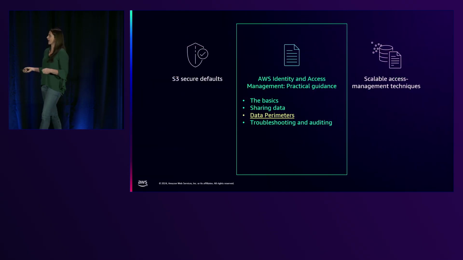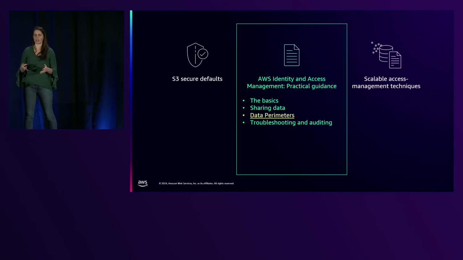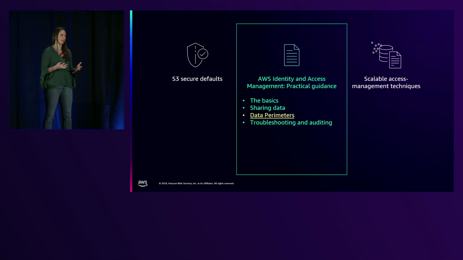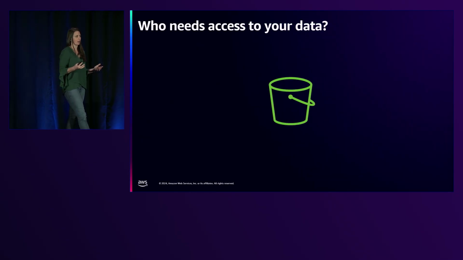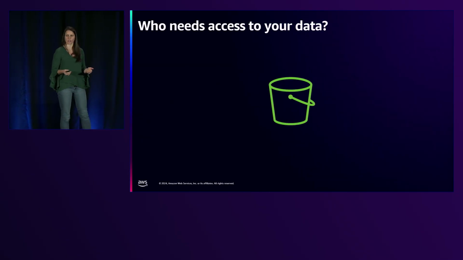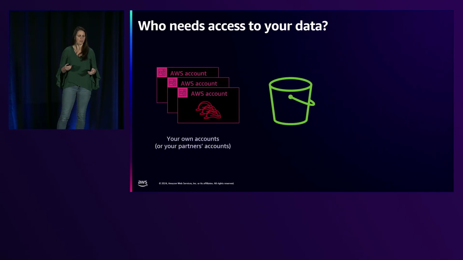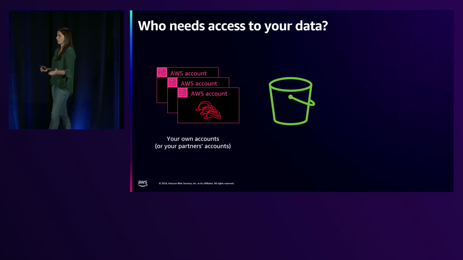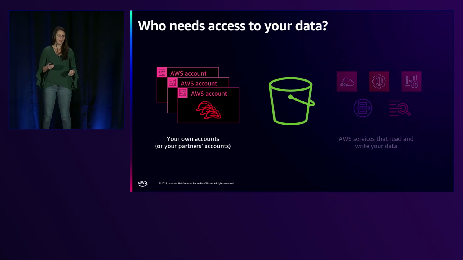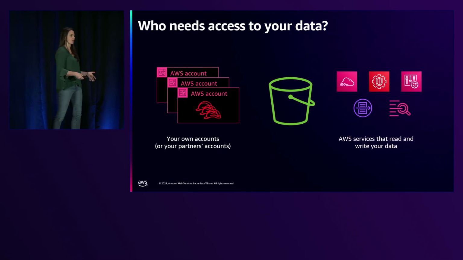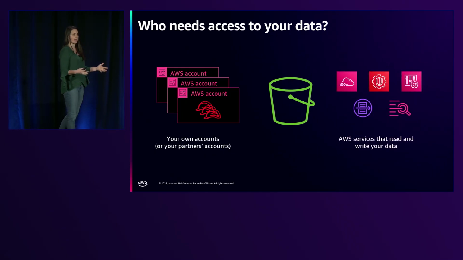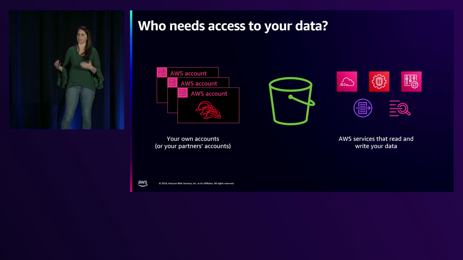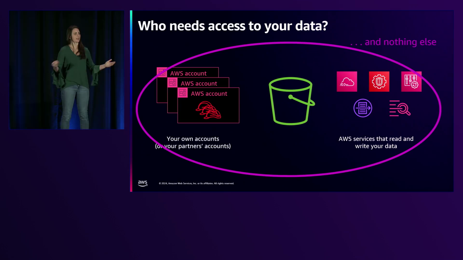All right, so we talked about granting access, but I want to spend a little bit of time talking about denying access and using that to set up a data perimeter. So when we think about who needs to access your data, you can actually list it out. Your own accounts, any partner accounts that read or write to your bucket, and AWS services like Athena or Bedrock that are reading data from your bucket, and services like CloudTrail that are depositing logs into your bucket. And actually, you expect nothing else.